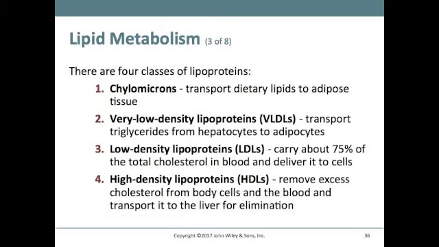Chylomicrons, which transport dietary lipids to adipose tissue. Very low-density lipoproteins. These transport triglycerides from hepatocytes to adipocytes. Low-density lipoproteins. They carry about 75% of the total cholesterol in the blood and deliver it to cells. And then high-density lipoproteins, they remove excess cholesterol from the body's cells and the blood and transport it to the liver for elimination.